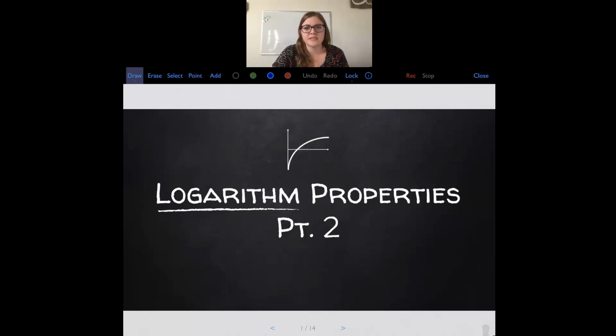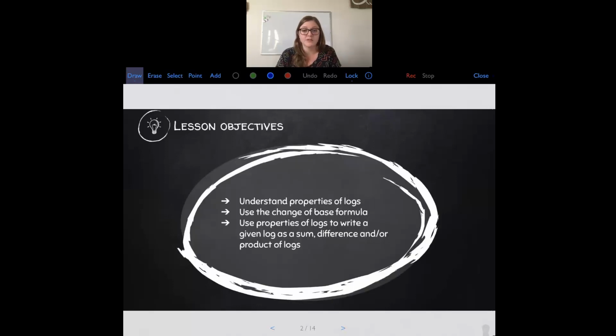So we are going to continue on talking about logarithms. This is part 2, and we have a few objectives here. We are going to understand properties of logs. We will use the change of base formula to evaluate logarithms, and then we'll use properties of logs to write a given log as a sum, difference, and/or product of logs.